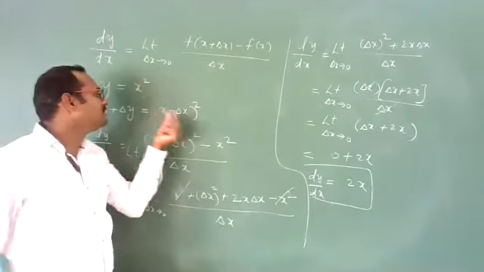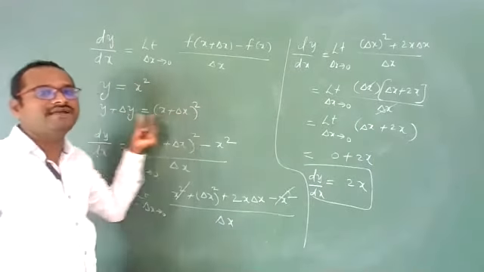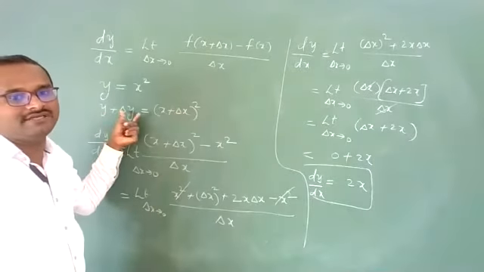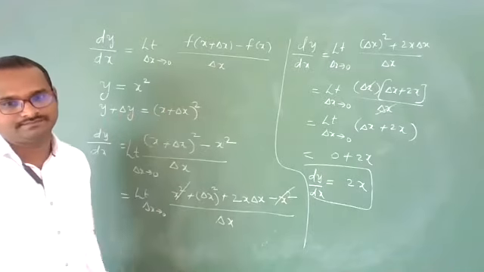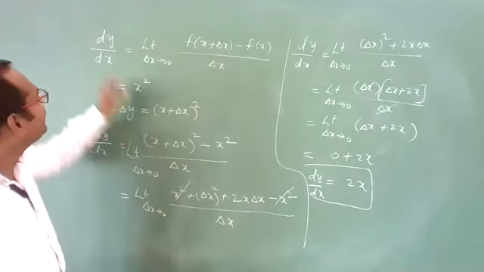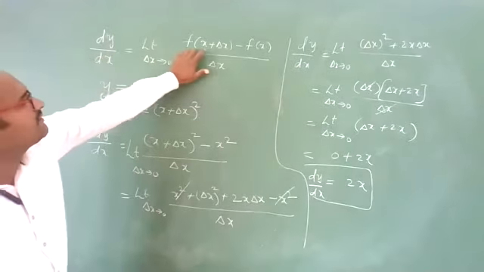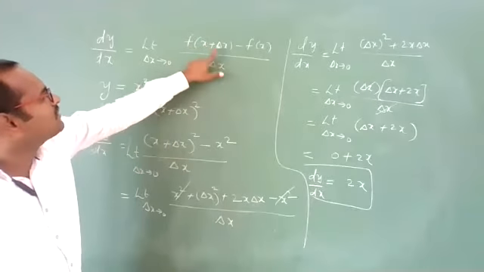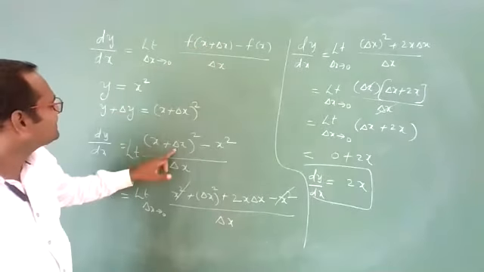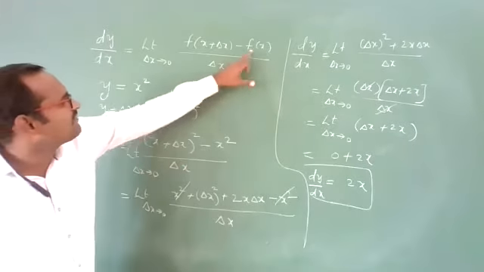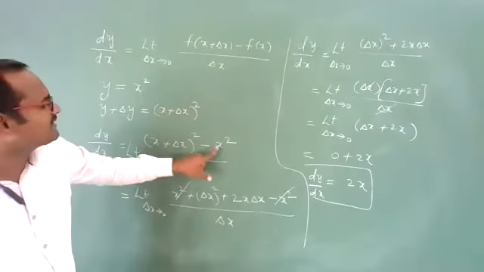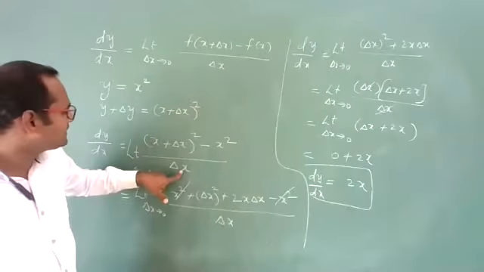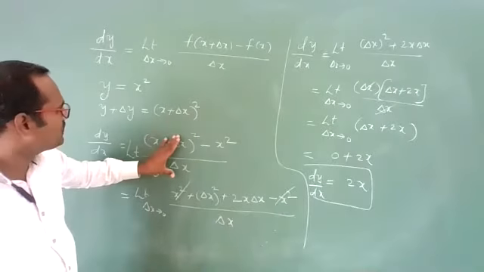Now when the x value is changing by a small amount delta x, then the y value will become y plus delta y, which is equal to (x plus delta x) whole square. Now I want dy by dx. This is the formula. y = f(x plus delta x), meaning when x is changing, what is the function? (x plus delta x) whole square minus f(x), that is nothing but y, that is nothing but x square, divided by delta x. I have just substituted into the formula.